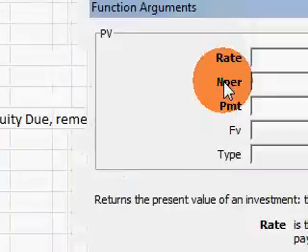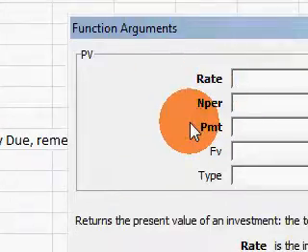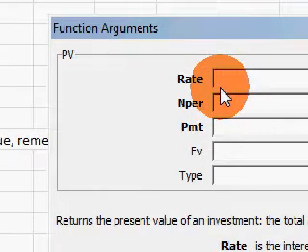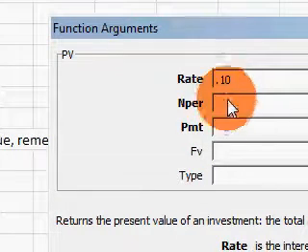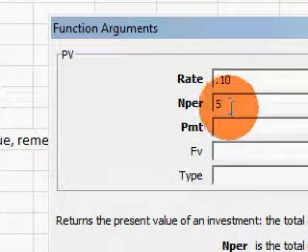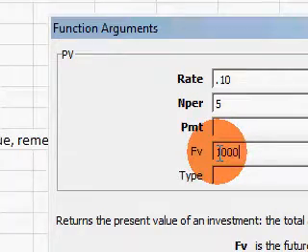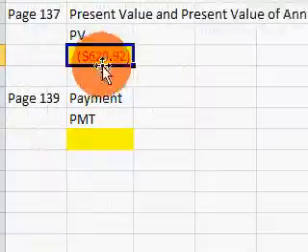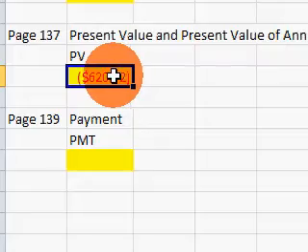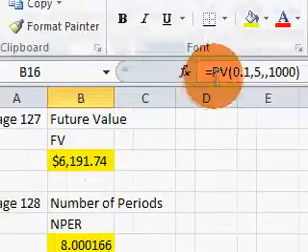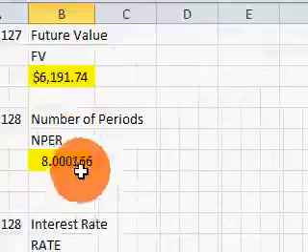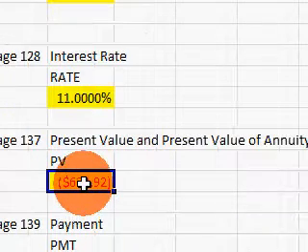and say that I needed $1,000 5 years from now. I could earn 10%, so 0.10, 5 years, and I need $1,000 5 years from now. Well, what that says is I'd have to invest $620.92 today in order to have that $1,000 5 years from now, assuming it can earn 10%.